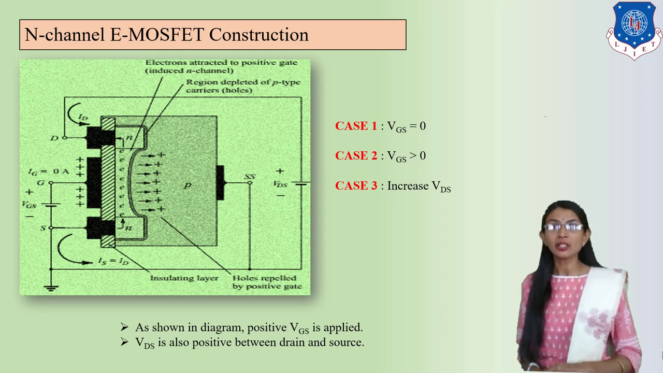Then let me discuss case 2, VGS greater than 0. That means like this diagram, VGS is a positive battery. And case 3, increase VDS. Increase the VGS which is applied. VDS is also positive between drain and source.